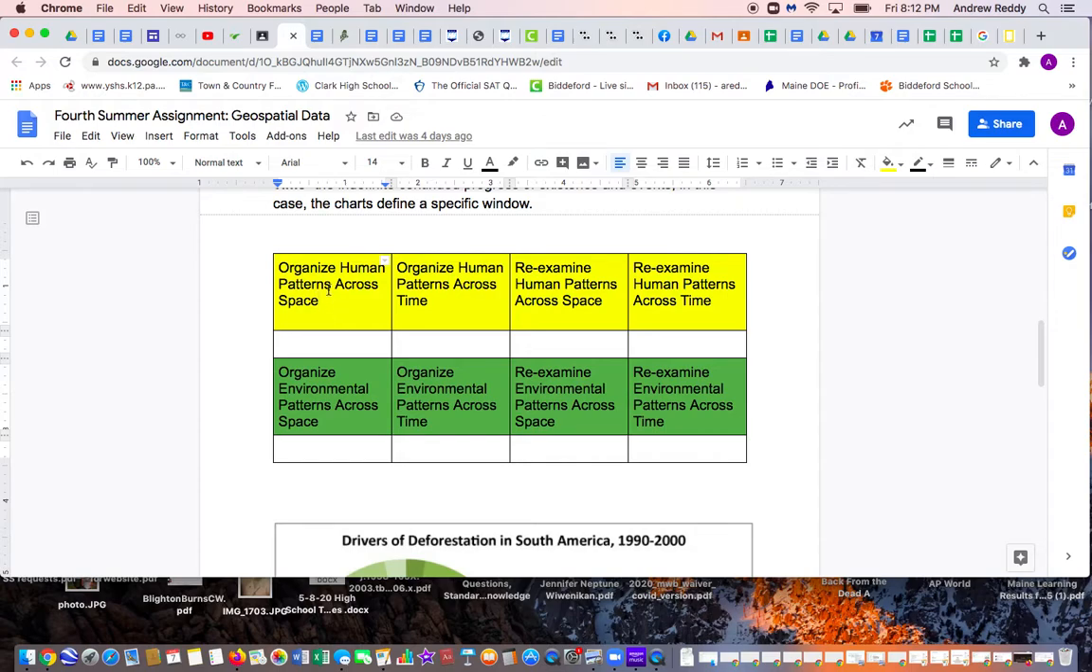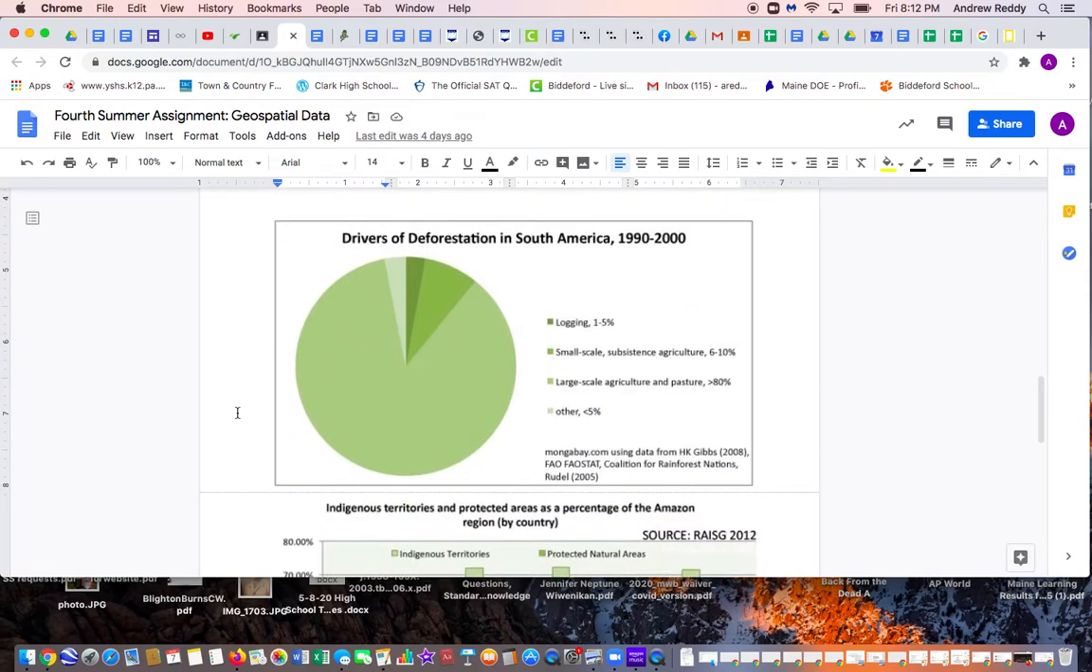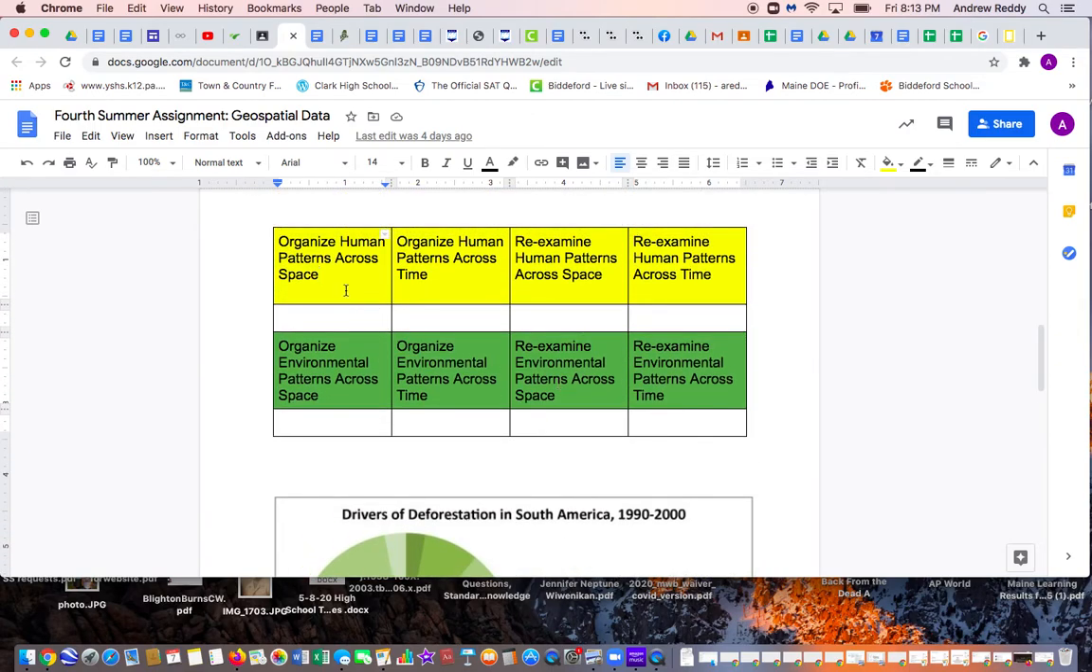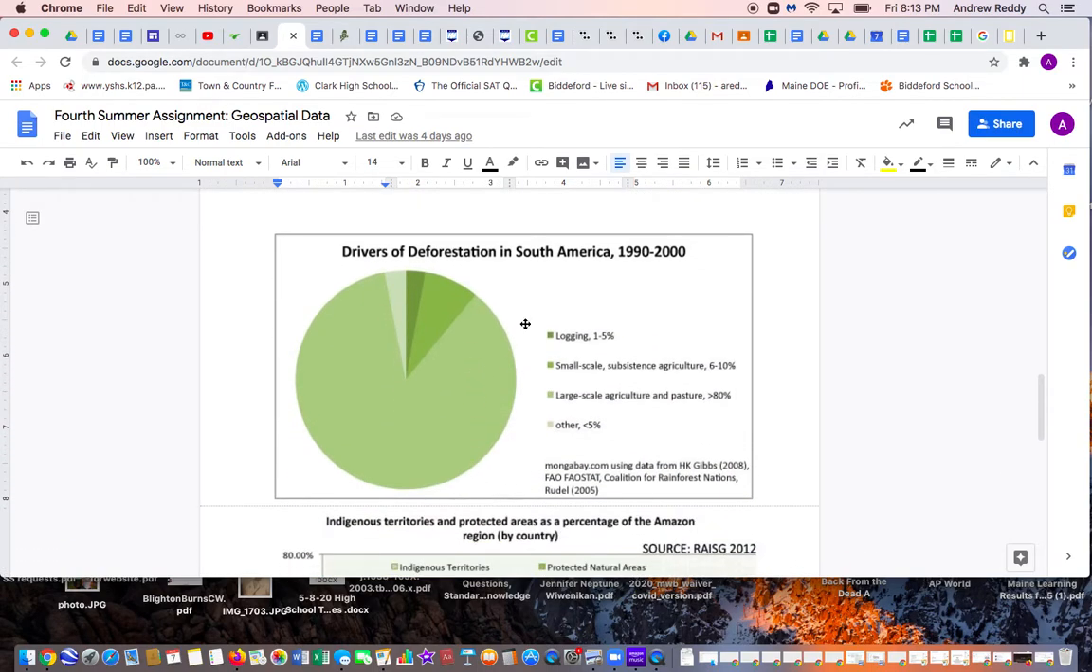As an example, in this first box here, organizing human patterns across space. How did they organize human patterns? Well, here are several human patterns you can keep in mind. In the first chart, there's human environmental patterns. They're logging, they are engaging in agriculture, they are engaging in pastoralism. So the chart is showing you how this occurred. Again, how did the geographers organize the human patterns across space? And the space that they are keeping in mind here is the entire continent of South America.